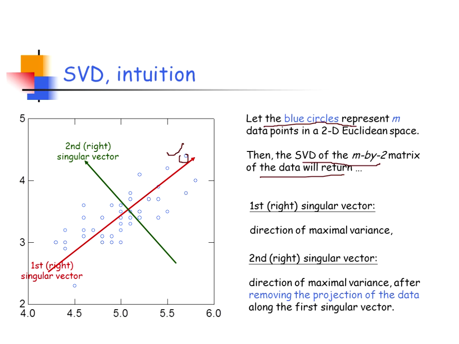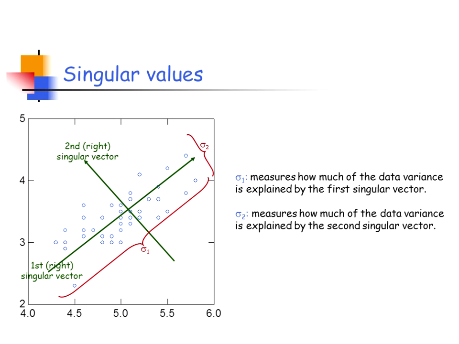This line says how much the data is scattered from bottom to up, and how much it is distributed from one side to another side. The second is the direction of the maximal variance after removing the projection of the data along the first singular vector. The length is called sigma 1, and the width of the data is called sigma 2. Sigma 1 measures how much of the data variance is explained by the first singular vector, and sigma 2 measures how much of the data variance is explained by the second singular vector.